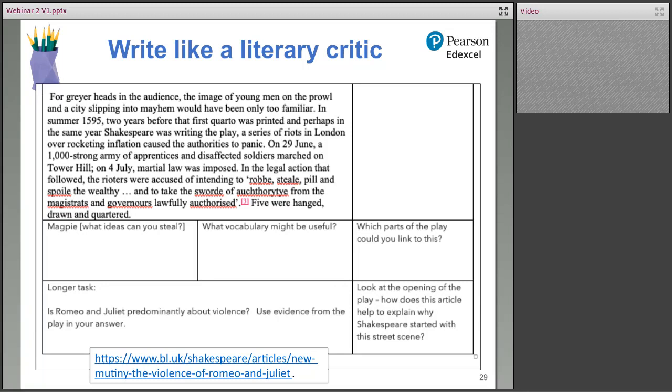If you do Romeo and Juliet, this is a really good article, and I've left you the link there to it. And then I have a longer task. Is Romeo and Juliet predominantly about violence? Use evidence from the play in your answer. So I'm moving them up a stage from the classic exam question, and I'm trying to bridge a little bit of the gap there, sort of pre-A-level style of question, really, that gets them to critique.